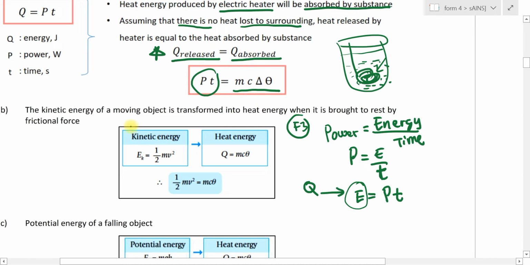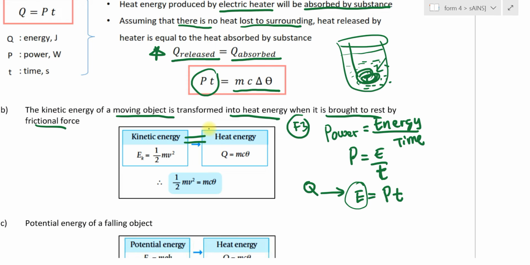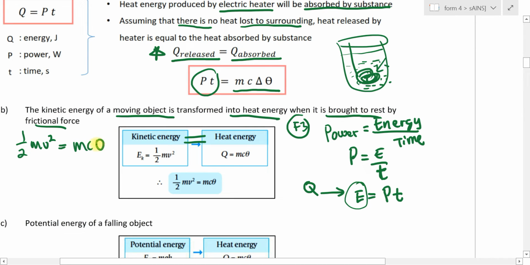The kinetic energy of a moving object is transformed to heat energy when it is brought to rest. Kalau ada situasi macam tu, kamu tengok. Kita guna principle of conservation of energy, iaitu energy cannot be created, energy cannot be destroyed, but can change from one form to another form. So, dia mula-mula bergerak kan, dia jadi kinetic energy, dia punya form 3 ya, and then it is converted to the heat energy mc theta.